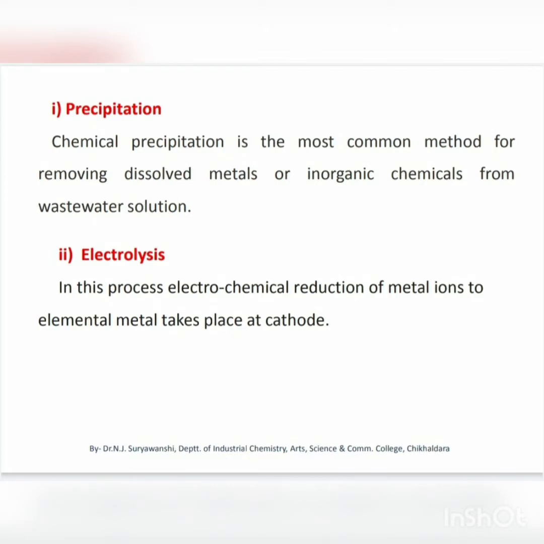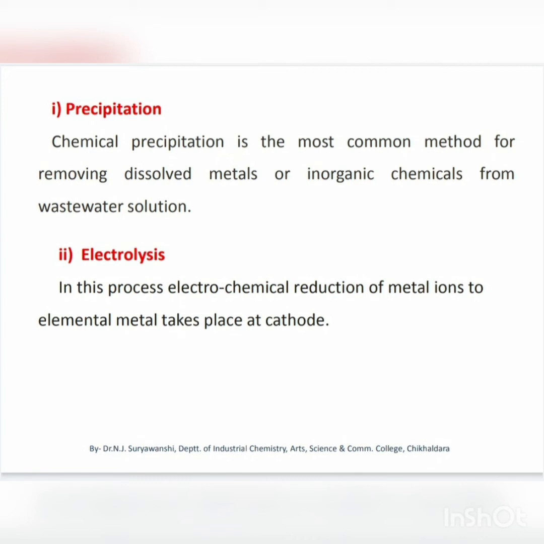Precipitation method. Chemical precipitation is the most common method for removing dissolved metals or inorganic chemicals from wastewater solution. To convert the dissolved metals into solid particle form, a precipitation reagent is added to the mixture. A chemical reaction by the use of a proper precipitating agent causes the dissolved metals to form solid particles. Filtration can then be used to remove the particles from the mixture.